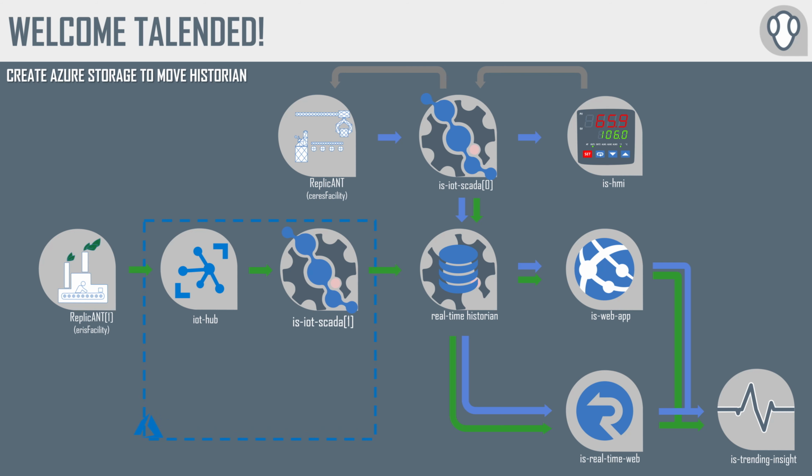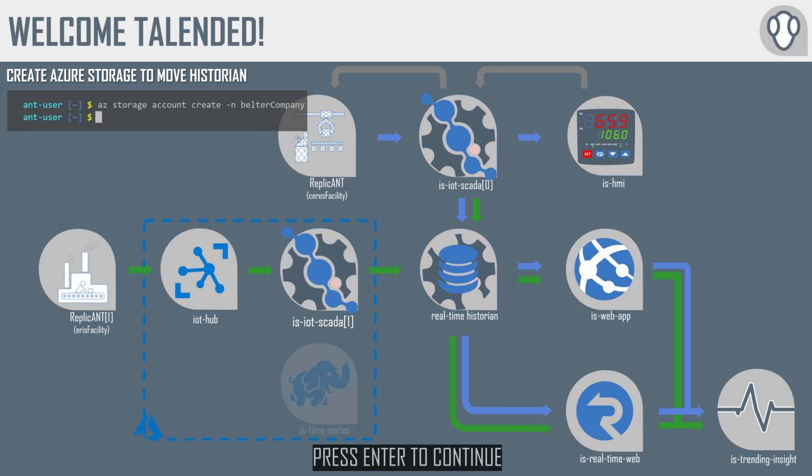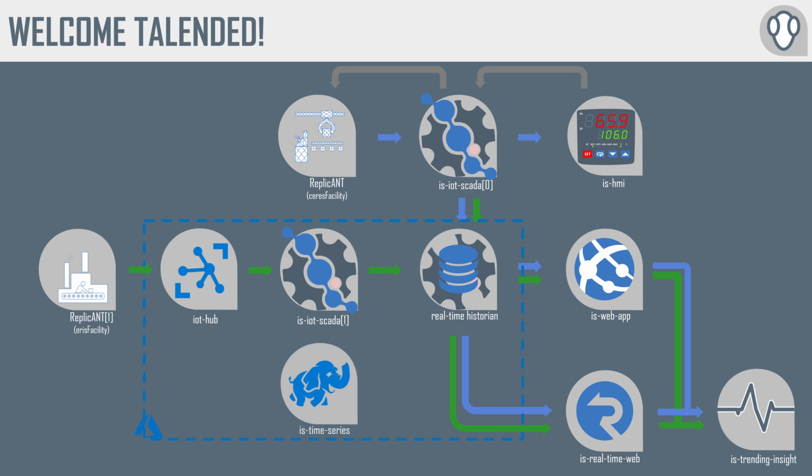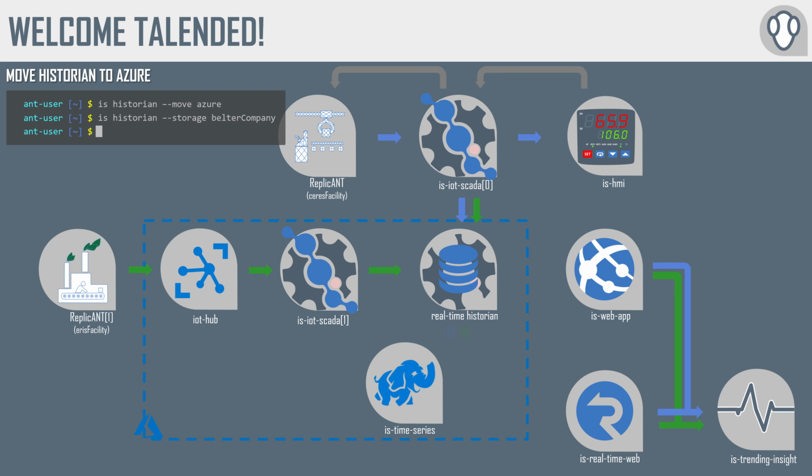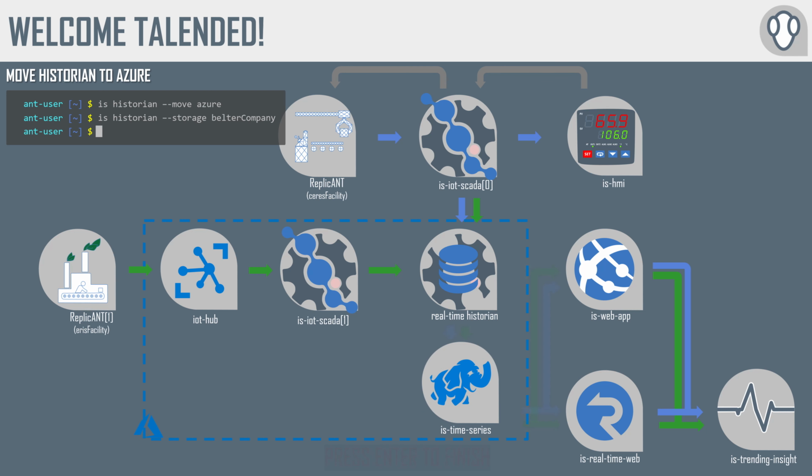In a similar way, any of the components of the Industrial Studio can be moved to the cloud. For example, to move the time series real-time historization application, we will create a storage service in Microsoft Azure. Finally, we execute the command to move the instance to the cloud and connect the storage service created in the previous step. After a few moments, the Industrial Studio will redirect the transactions to this new instance.